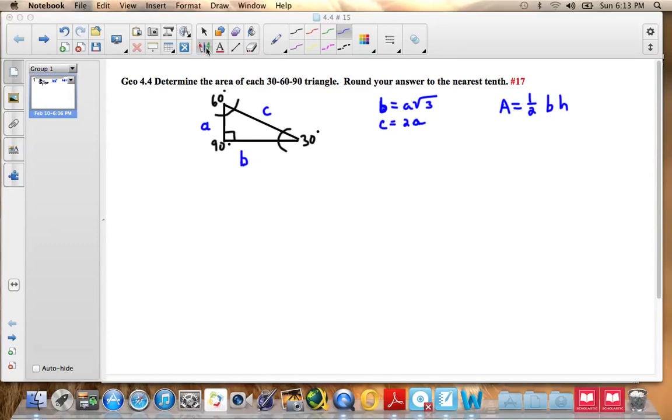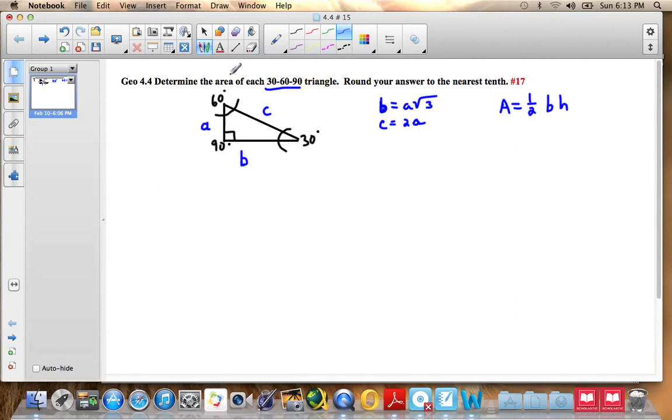30, 60, 90 triangles. Okay, and this is always important to know what we're looking at here, because that's going to determine the formulas that we use. And so here we're using b equals a square root of 3, and c equals 2a.